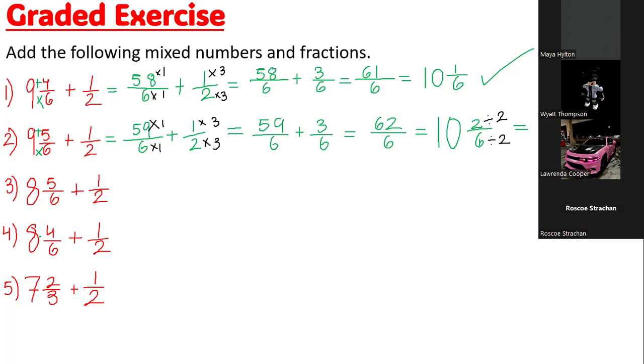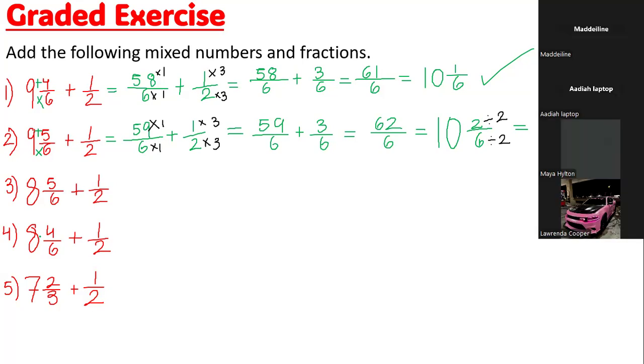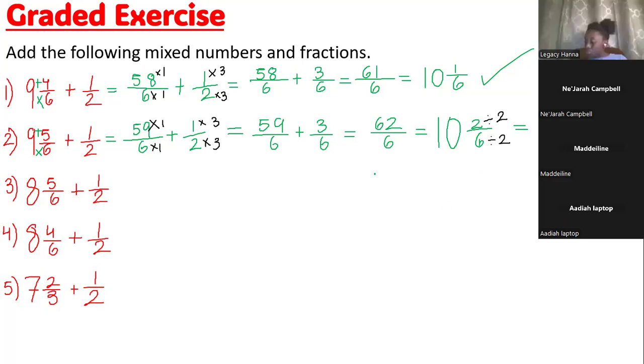Excuse me, Mr. Boutique. Yes. I didn't get it right. You didn't get it right? What did you get? 10 and 0 over 6. So you have to be careful. Did you get 62 over 6? No, so I got 60. How did you get 60?